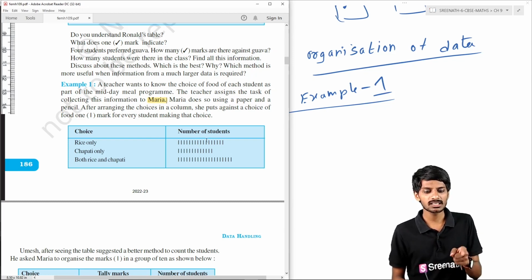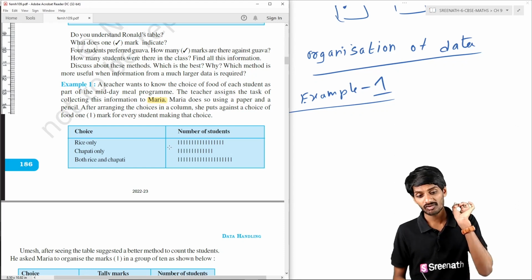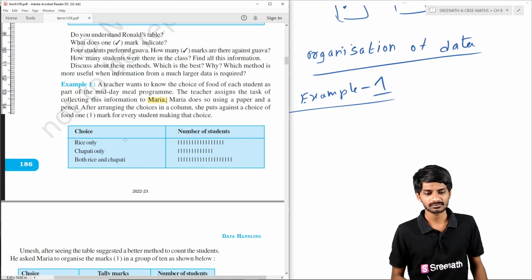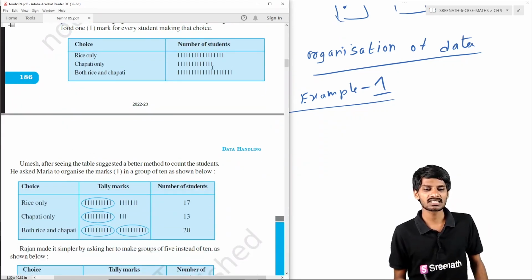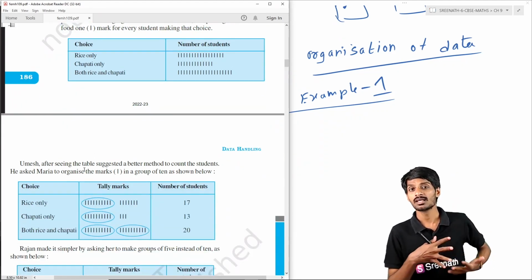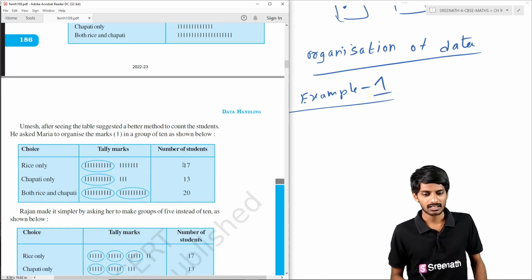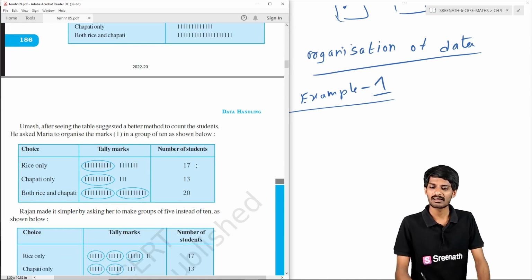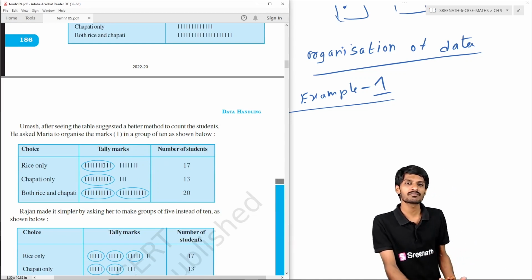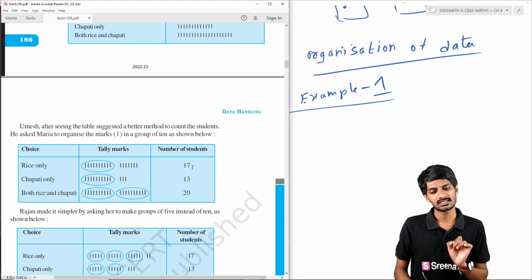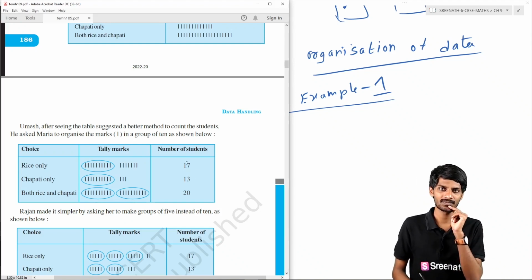Finally, just like counting the pebbles in the previous case, you count these marks once and you will get the number. Umesh, after seeing this table, suggested some more ideas to make it easier. He counted these marks and wrote them as numbers. That is, the number of students is 17. So if the teacher comes, she does not need to count herself. She can just see these numbers.